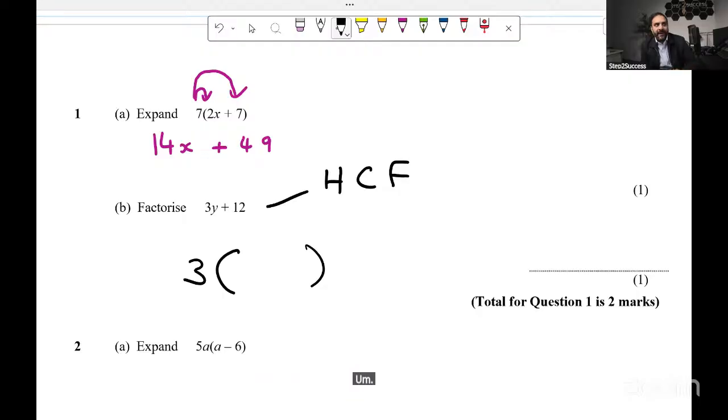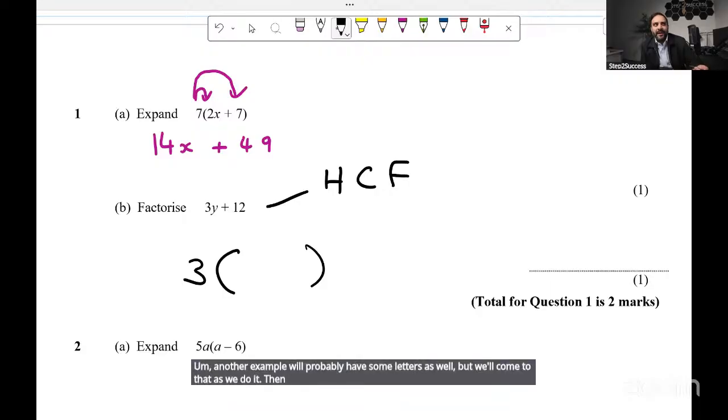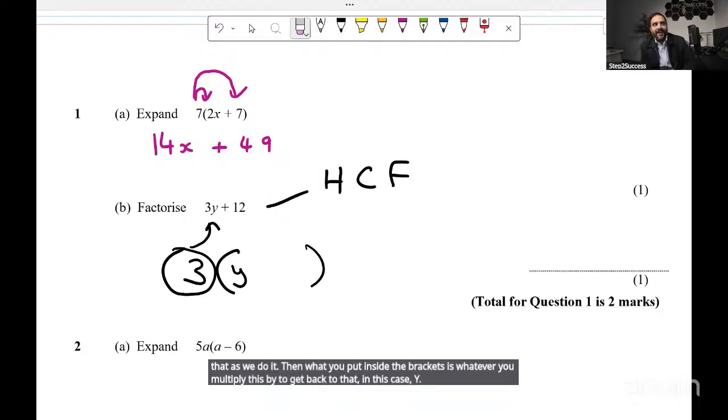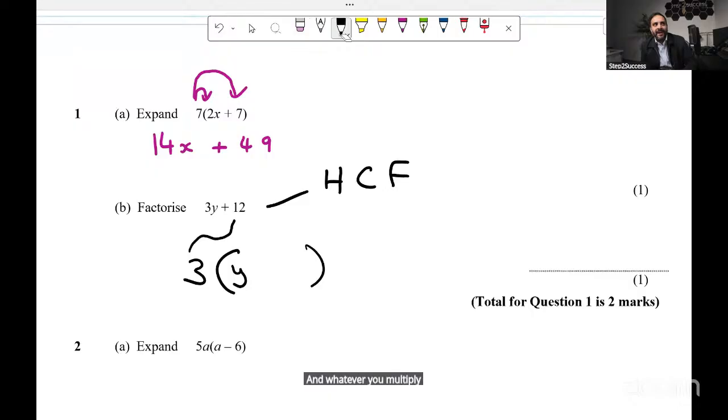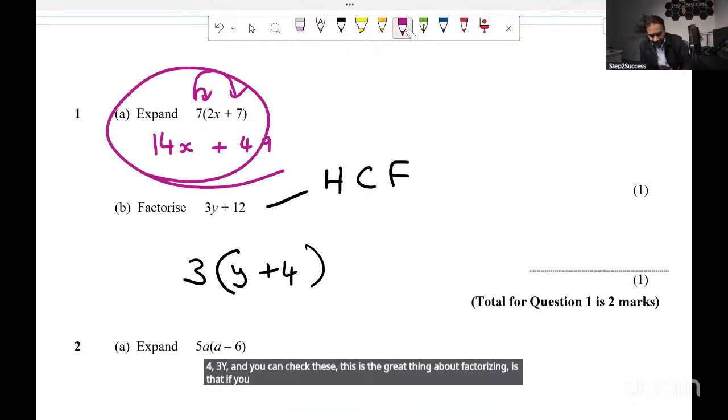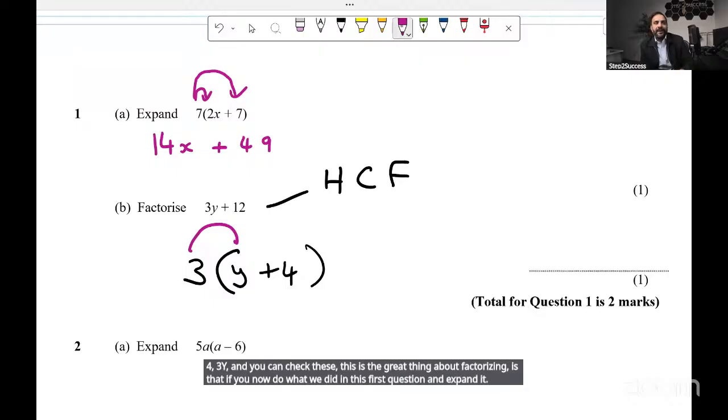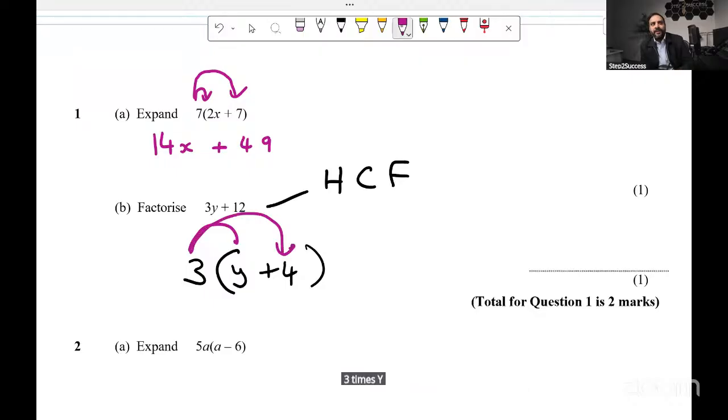Another example will probably have some letters as well, but we'll come to that as we do it. Then what you put inside the brackets is whatever you multiply this by to get back to that, in this case, y, and whatever you multiply this by to get back to that, in this case, 4: 3(y + 4). You can check these. This is the great thing about factorizing, is that if you now do what we did in this first question and expand it, 3 times y is 3y, 3 times 4 is 12, you should get back to here, and that proves that you have done it correctly.